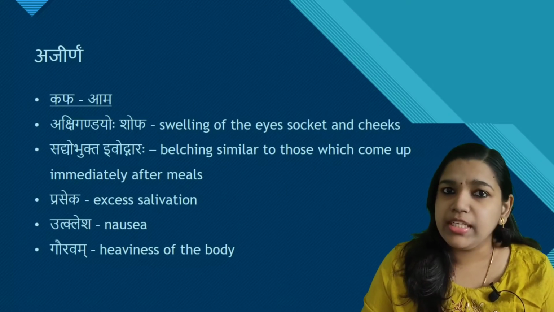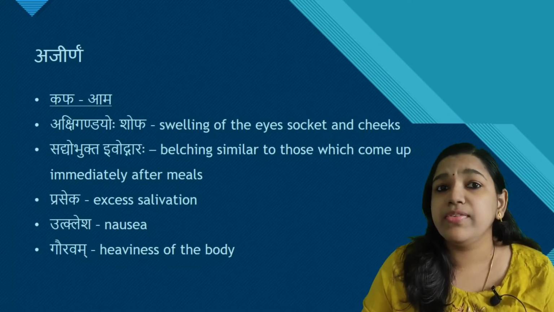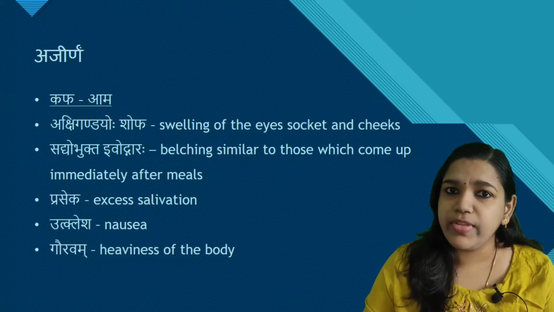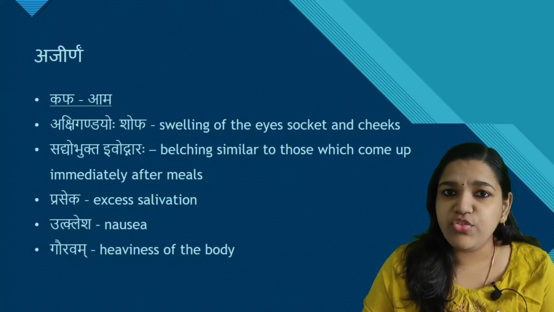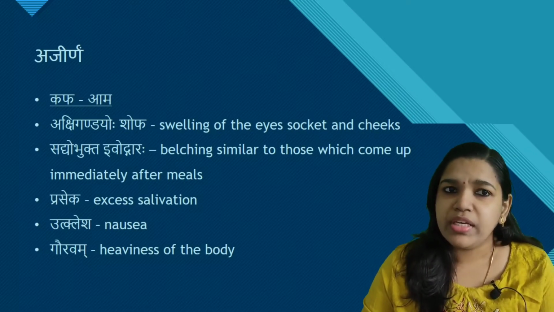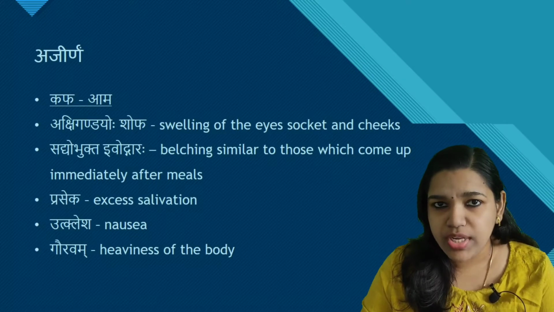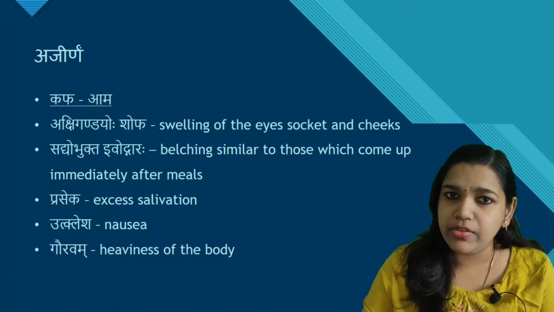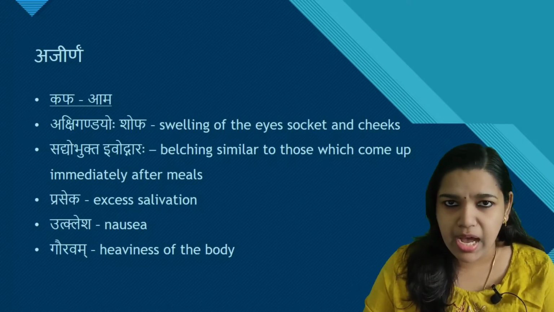So the Ajirna, that is undigested food, when there is predominance of kapha dosha, that particular condition is called Ama. The details regarding this Ama have been dealt with in the previous videos, that is the diseases originated by Ama, such as Alasaka, Vishuchika, and the types of Alasaka such as Danta Alasaka and Ama Visha.